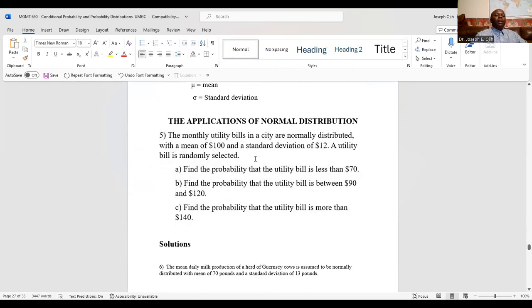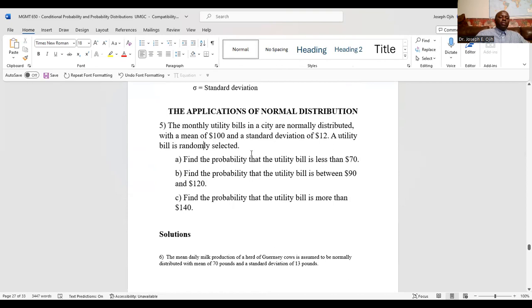Say the monthly utility bills in a city are normally distributed with a mean of 100 and a standard deviation of 12. A utility bill is randomly selected. A, find the probability that the bill is less than $70. B, find the probability that the bill is between $90 and $120. C, find the probability that the utility bill is more than $140.